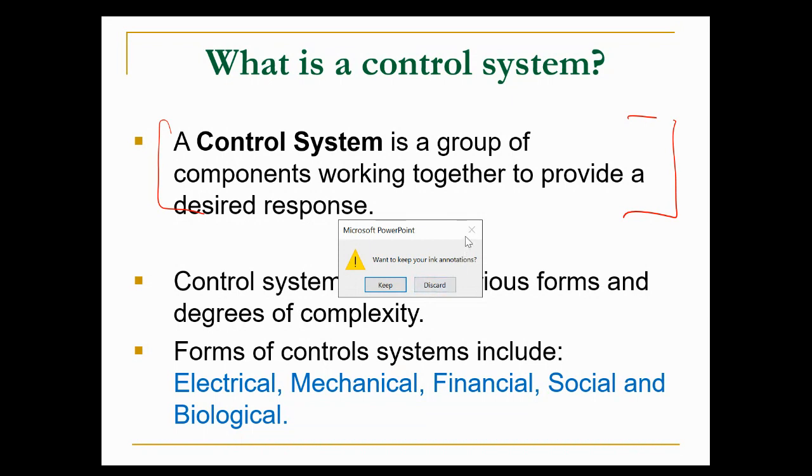Working together. All right, so here's myself working together. Anybody else? So, desired response, those are your two words, right? Yes, sir. All right, working together. Anybody else? Components working. All right, noted. Anybody else?